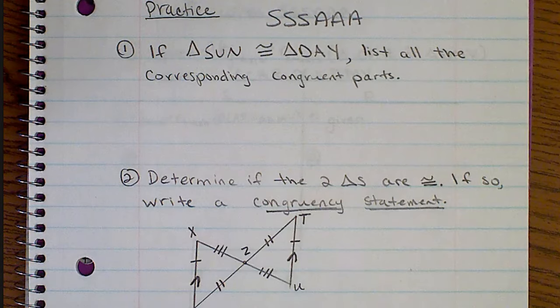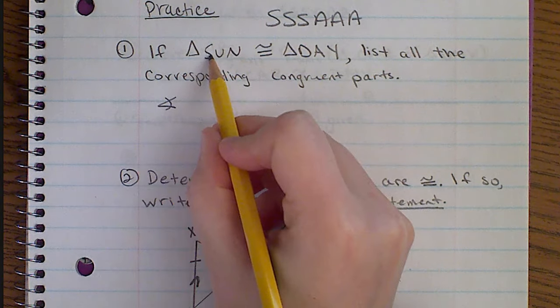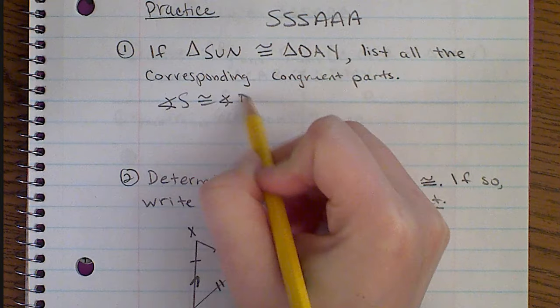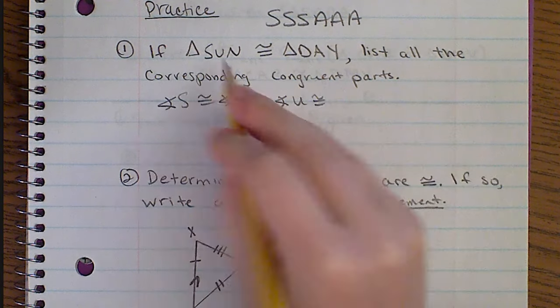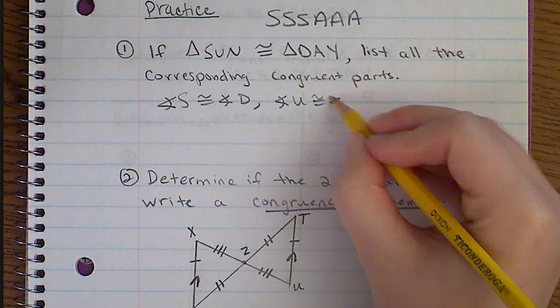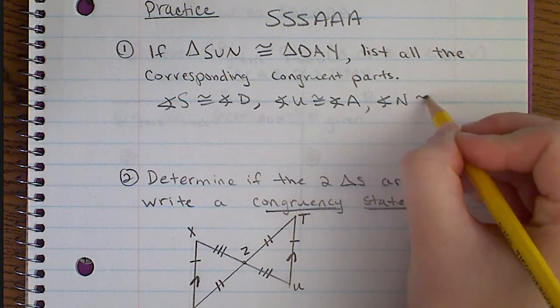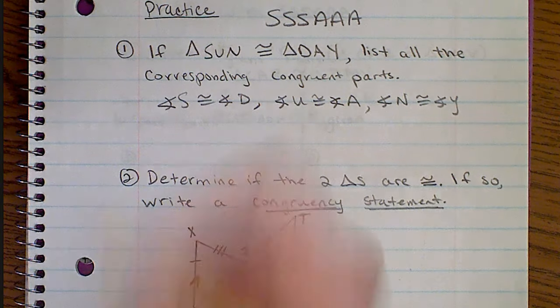SSS, AAA. So for number one, I'm going to list out three sides and three angles. And if the colors help you, feel free to do that. I like to go right in order. So I know S is congruent to D. Angle U is congruent to angle A. And then N and Y have to be congruent. Go ahead and pause the video and see if you can write out the congruency statements for the three sides.